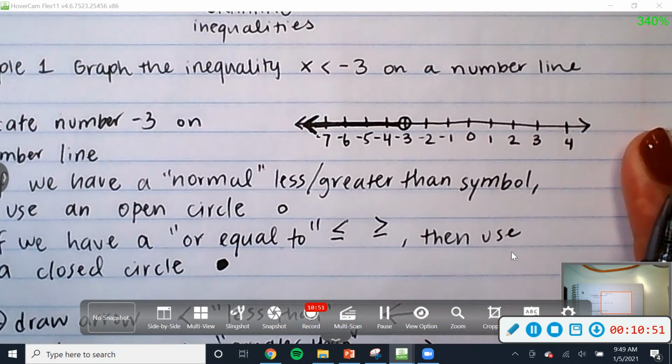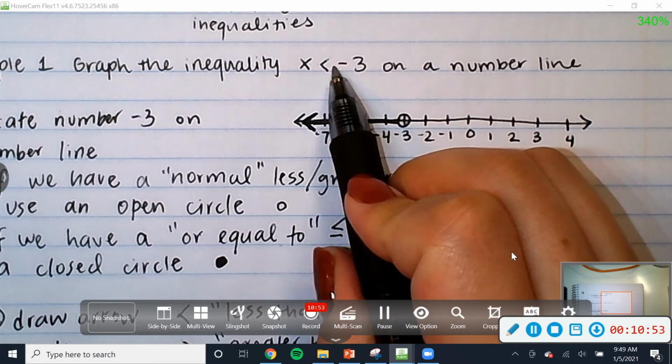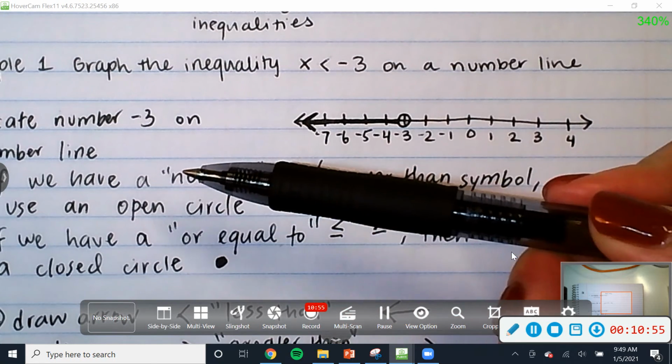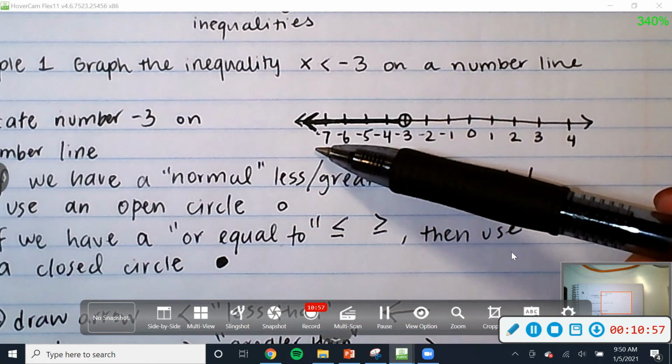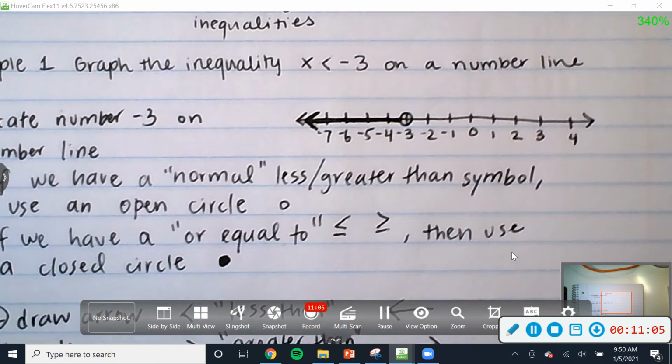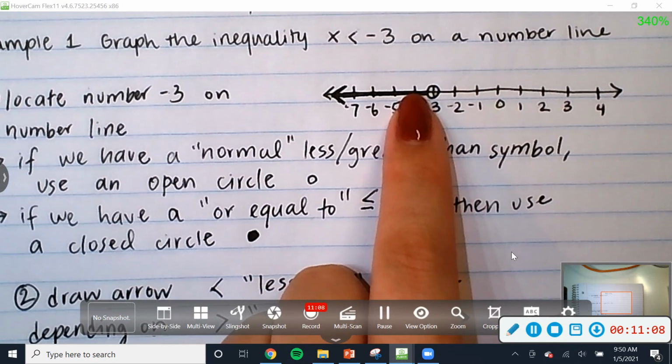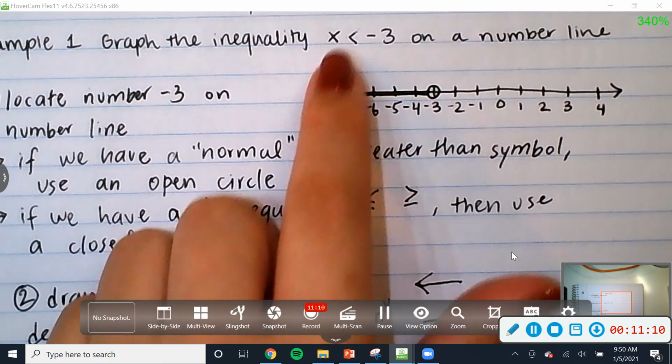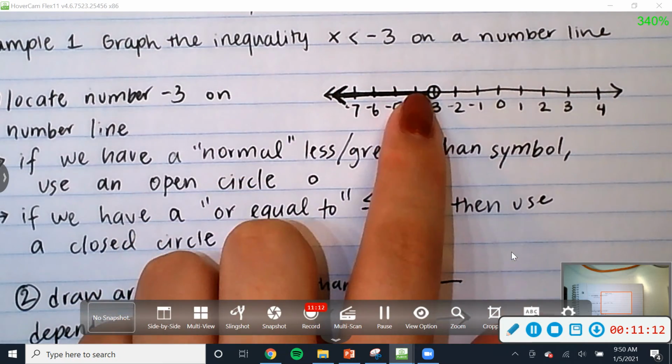So for this case, it's pointing this way. And so our arrow will also point that way. And that's a quick little rule that you can use when you're drawing your arrow. It makes it a lot easier as well. Okay, so this would be our final graph. We draw the arrow, we draw the dot, and we are finished. This is how we would graph x is less than negative 3.